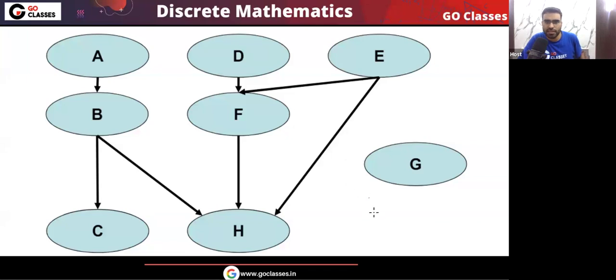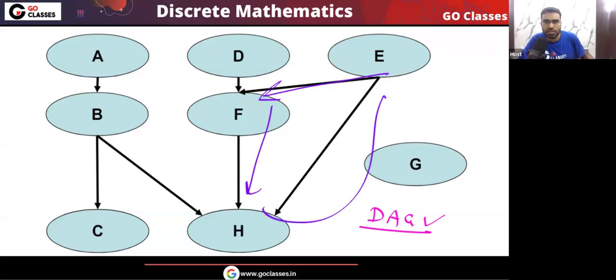Yes, this is a directed acyclic graph, right? You can easily see there is no cycle here. For example, this edge is there, then this edge is there, and there is no cycle because this edge is like this. So you can easily see that this is a directed acyclic graph.